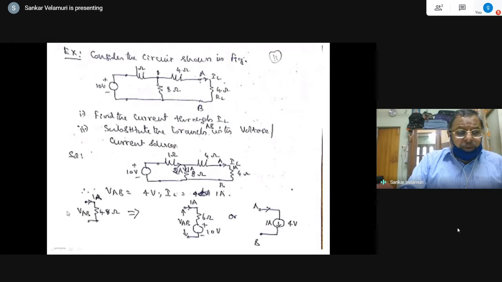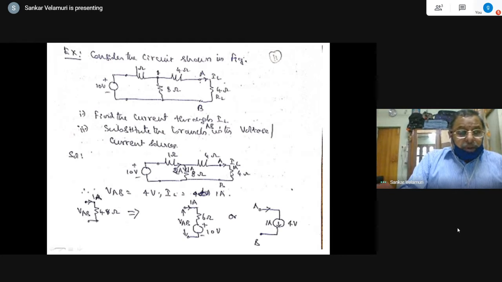So the total current delivered by the source is 2 amperes here, and the current gets divided as 1 ampere and 1 ampere. So IL is 1 ampere, and this is 4 ohms. So the voltage across AB will be equal to 4 into 1. These things are too elementary at this stage because it's a very simple circuit, right?